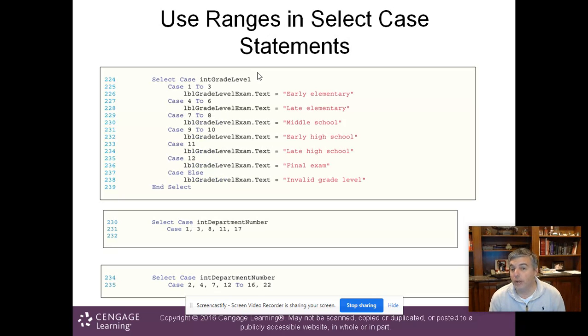We can also use ranges in our case statement. So this is calculate a grade level. Select case on the grade level. If the grade is 1 to 3, they're in elementary school. 4 to 6, it's late elementary. Grade is 7 to 8, middle school, and so on and so forth. Anything else, then it's an invalid grade level. So a little bit cleaner here. You could use an if statement to do this with greater thans and less thans, but I think this is a little cleaner.